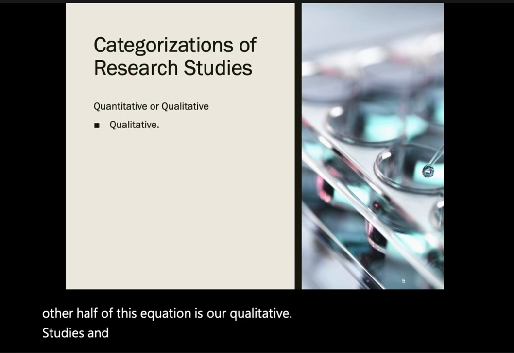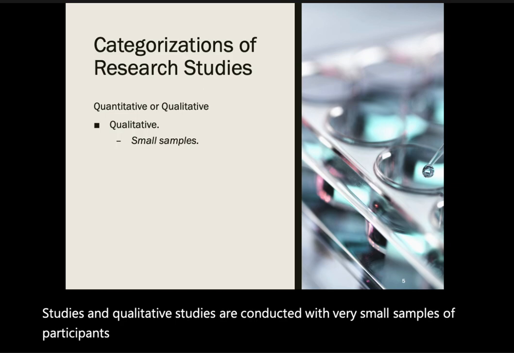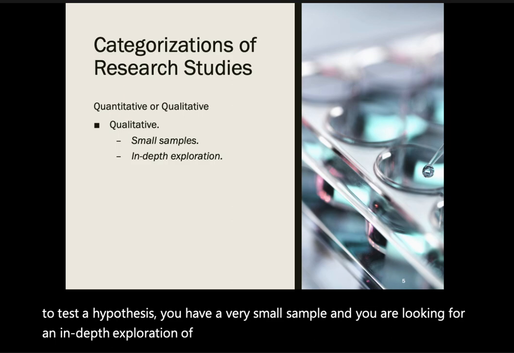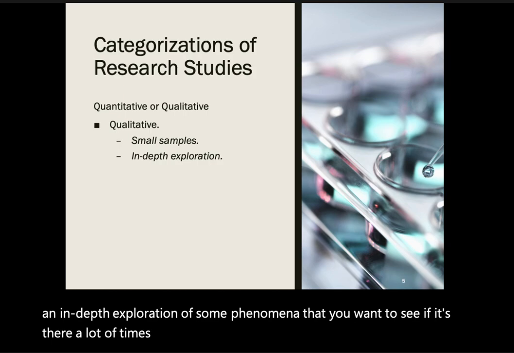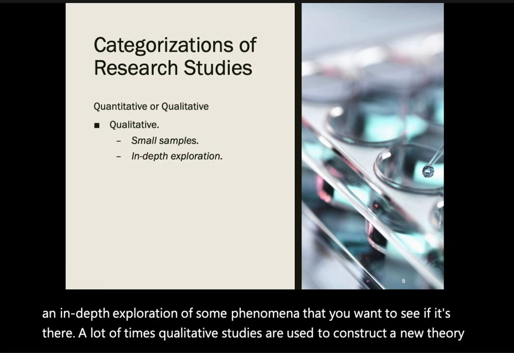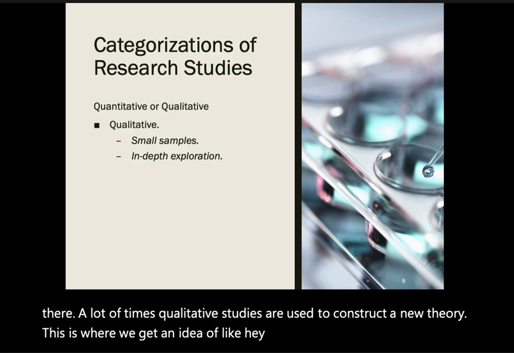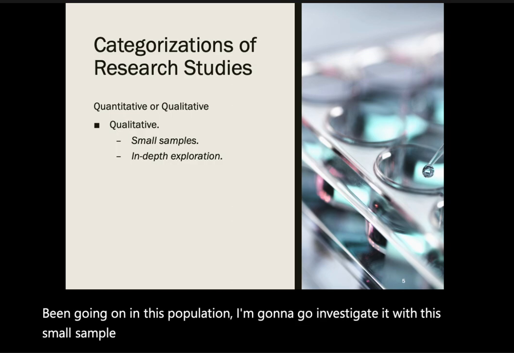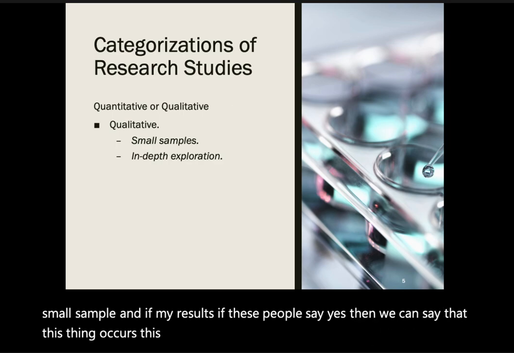And qualitative studies are conducted with very small samples of participants. Instead of having this big group of people that you're trying to test a hypothesis, you have a very small sample and you are looking for an in-depth exploration of some phenomena that you want to see if it's there. A lot of times, qualitative studies are used to construct a new theory. This is where we get an idea of, like, hey, there might be something going on in this population. I'm going to go investigate it with this small sample. And if my results, if these people say yes, then we can say that this thing occurs. This theory, this hypothesis is accurate.